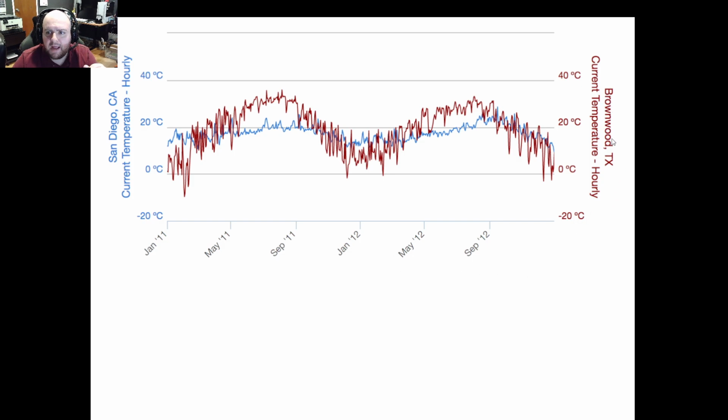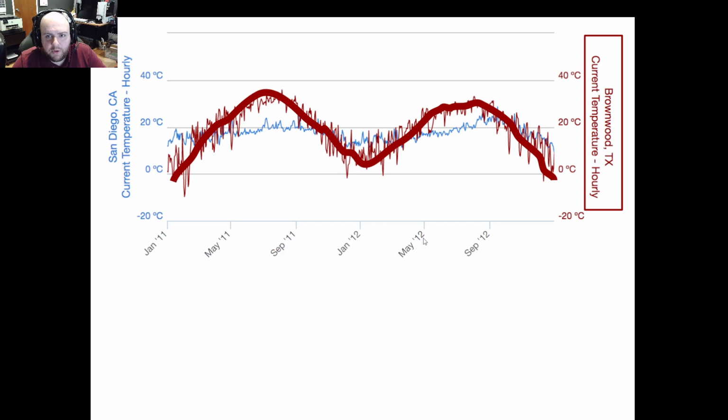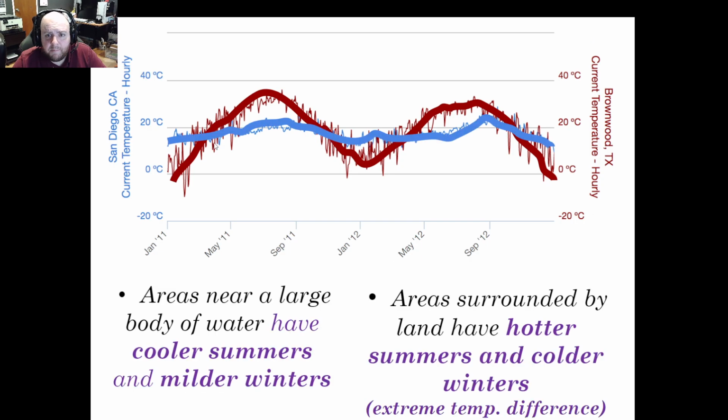So the red is Brownwood, Texas, and the blue is San Diego, and this is showing the temperature fluctuations in Celsius over the course of a year. Now they may look a little similar, but here's a line going across for San Diego, and here's one for Brownwood, and we can see that they actually have a much different temperature change throughout the year. Notice, as we said, the area by water, San Diego, is only going to fluctuate a little bit. The temperature gets a little higher, a little lower, but it stays relatively straight, whereas the red line for the place that's very far inland, in the winter it's very cold, in the summer it's very hot.